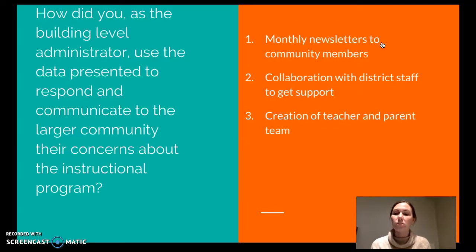So as the building level administrator, I used the data to respond and communicate to the community through the monthly newsletters to community members, through collaboration with district staff in order to get more support, not only for my teachers, but also for myself on how to support my staff. And then also that creation of that teacher and parent team at the building level will allow for concerns to be voiced and also for me to communicate with them.